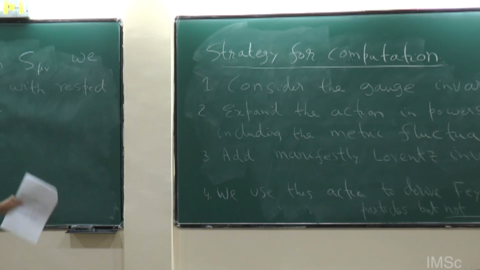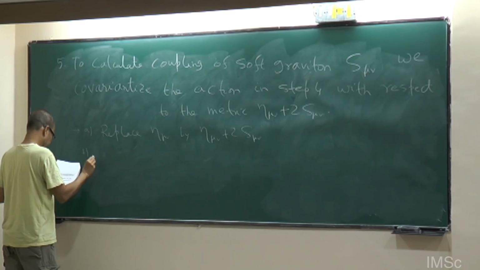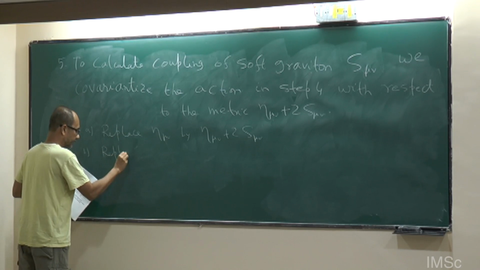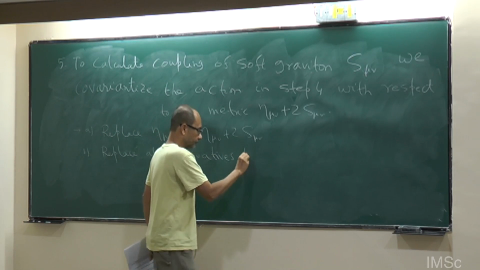No, because that's why we take the 1PI effective action, then we covariantize, right? Because once things start propagating in the loop, then you have to worry about whether the splitting between hard and soft is all right or not. Okay, so this covariantization is being done at the level of the 1PI effective action. Okay, so this means what? That first we replace eta mu nu by eta mu nu plus 2s mu nu, and then replace all derivatives by covariant derivatives.